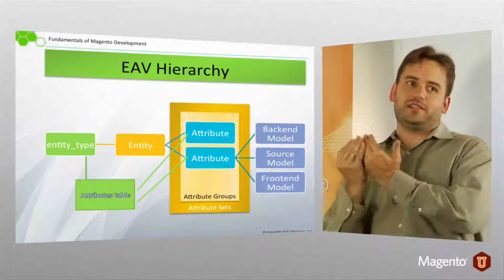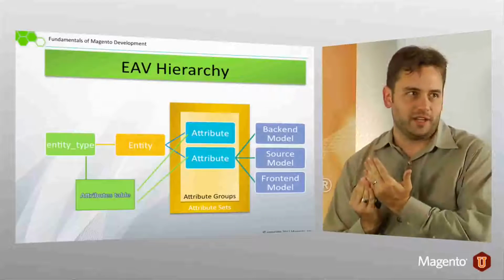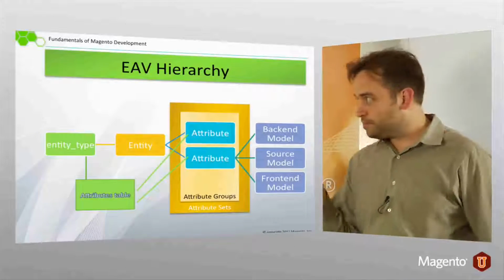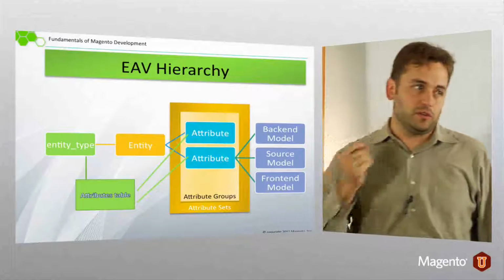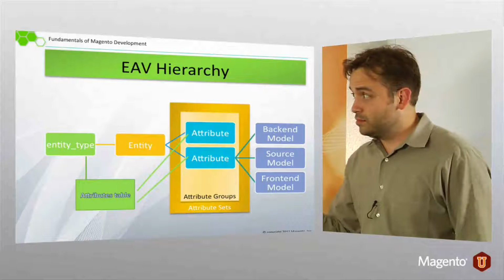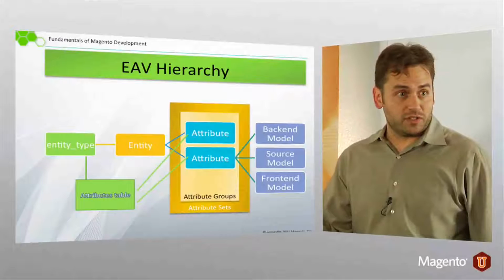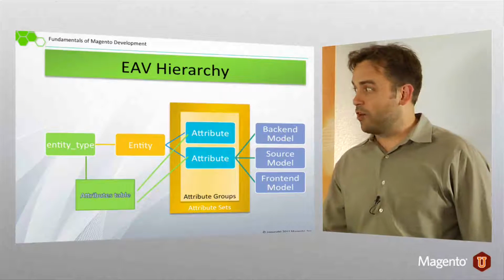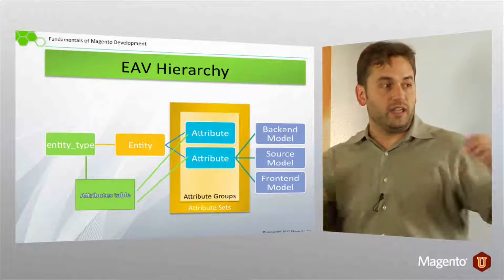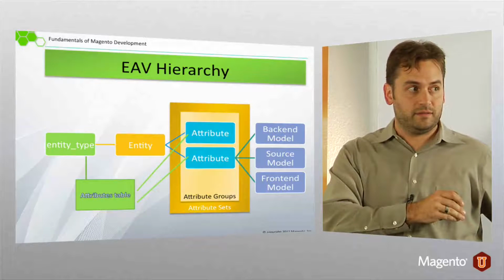The good news is, like, that's the end of the complexity here. That's a lot, I know. It's a whole other set. But backend models used for saving attribute values. Source model used for rendering options. And front-end models used for rendering in the front end. Okay?